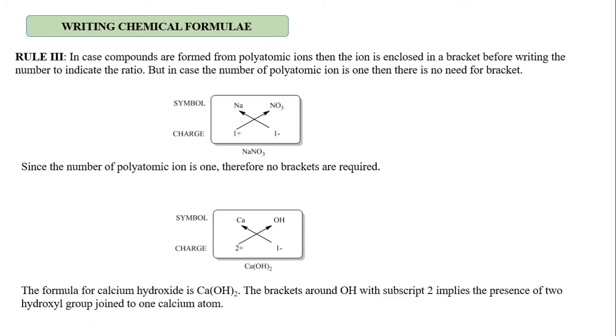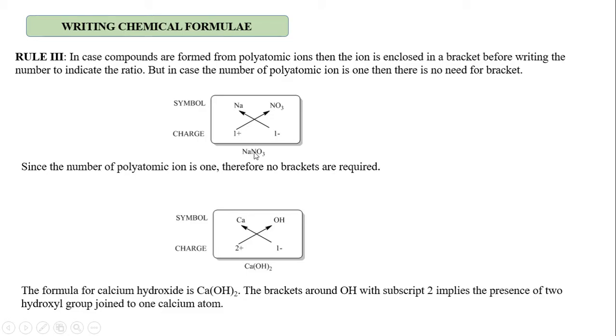Suppose there are polyatomic ions in the same compound. You need to enclose them in a bracket before writing the subscript, so that it is understood that more than one element is present in the ion. In that case, you need to enclose the bracket. We will see the example.